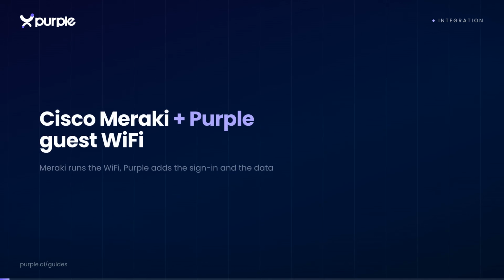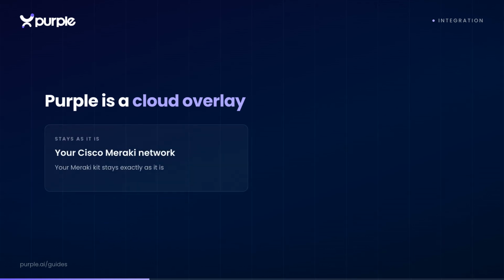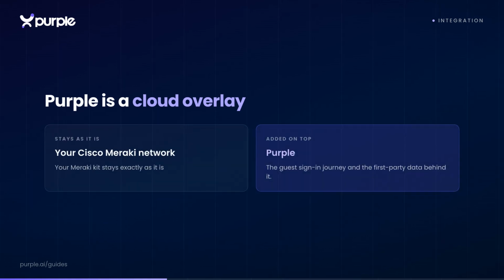A captive portal is the sign-in page guests meet before they get online. On Cisco Meraki, the access points and the appliances run the Wi-Fi from the Meraki dashboard, and Purple provides that captive portal as a cloud overlay. Meraki carries the traffic. Purple hosts the portal and owns the data through standard mechanisms the dashboard already supports. Your Meraki kit stays exactly as it is.